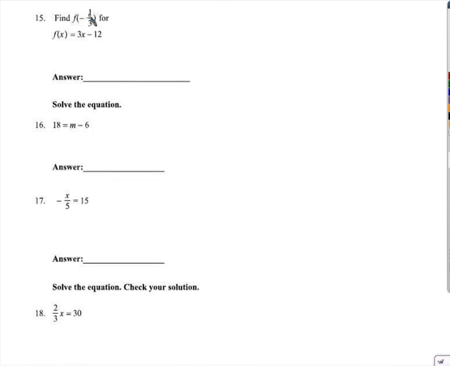So find f of negative 1/3. This is the same as a few questions ago when we were asked to plug in something for x. It's just this is in place for x, so let's plug it in for x. 3 times negative 1/3 minus 12. 3 times negative 1/3, that's 3 over 1. 3's cancel. Now we have a 1. We have a 1, but it's negative, so we get negative 1 minus 12, negative 13. That's what it is right there.